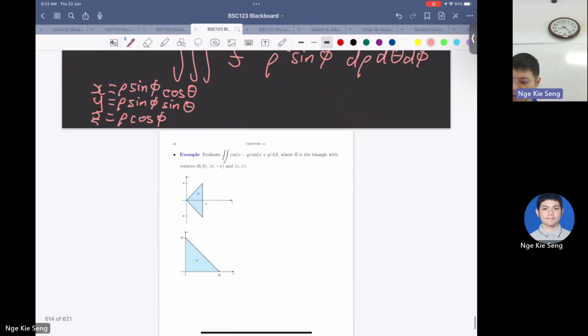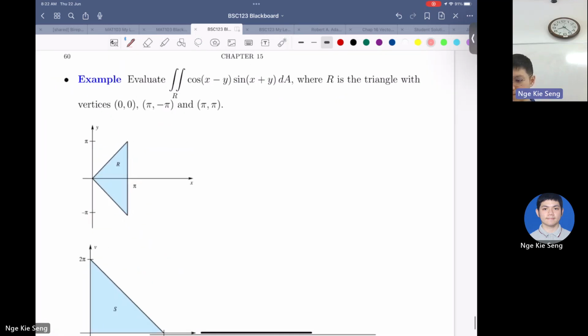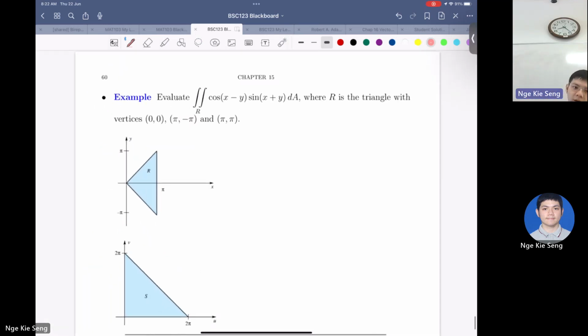Okay, so let's look at some other example here. Try and evaluate this: cos x minus 1 times sine x plus 1 dA, with a triangle with vertices 0, 0, pi, minus pi, and pi, pi. So we're going to use change of variable to solve this question here.